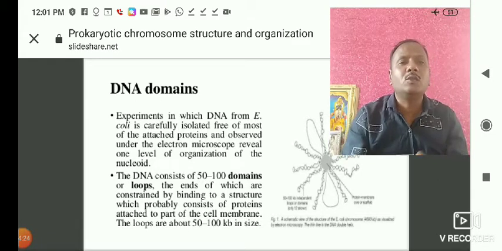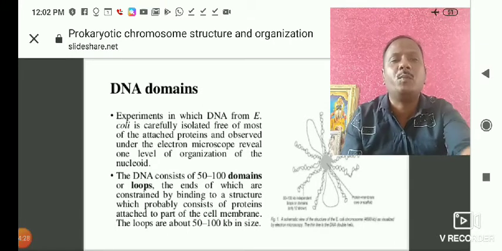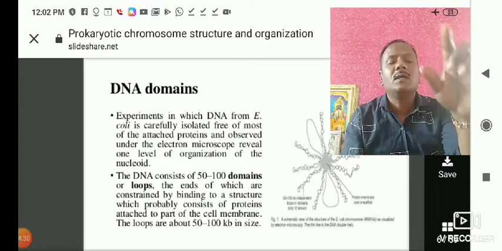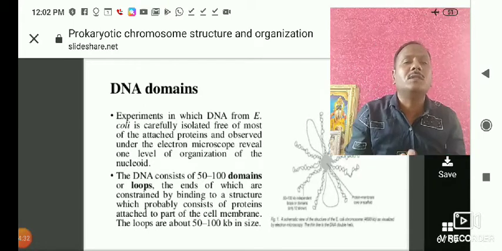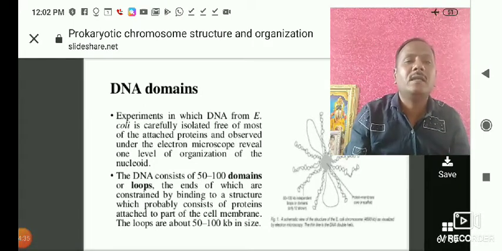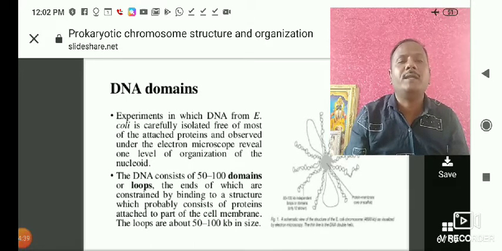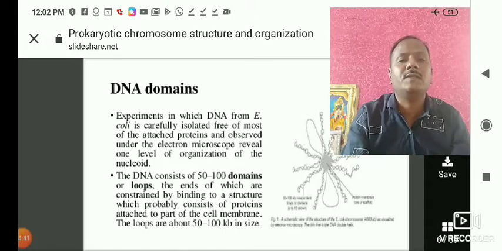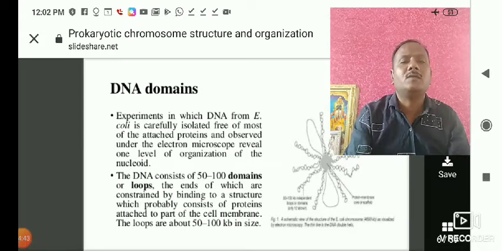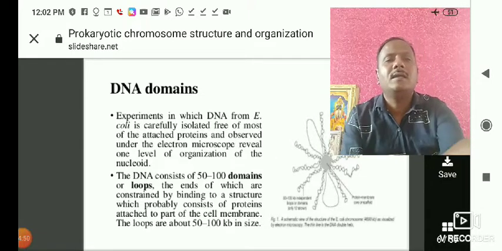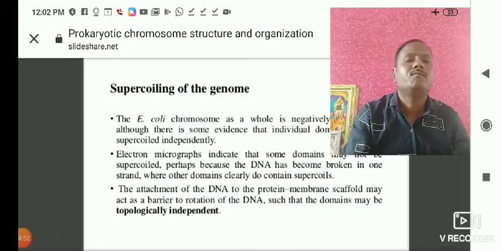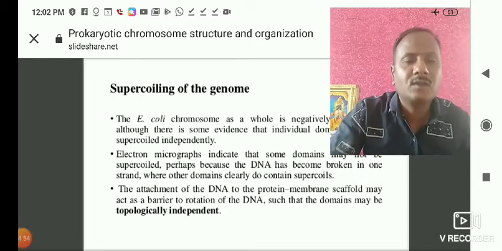It means that it is supercoiled, because DNA is a double-stranded helical structure. It is a supercoiled chromosome. The loops are found around the center, about 50 to 100 loops, the ends of which are bound to a structure which probably consists of proteins attached to a part of the cell membrane. The loops are about 50 to 100 kb in size. It is that much size of the chromosome.